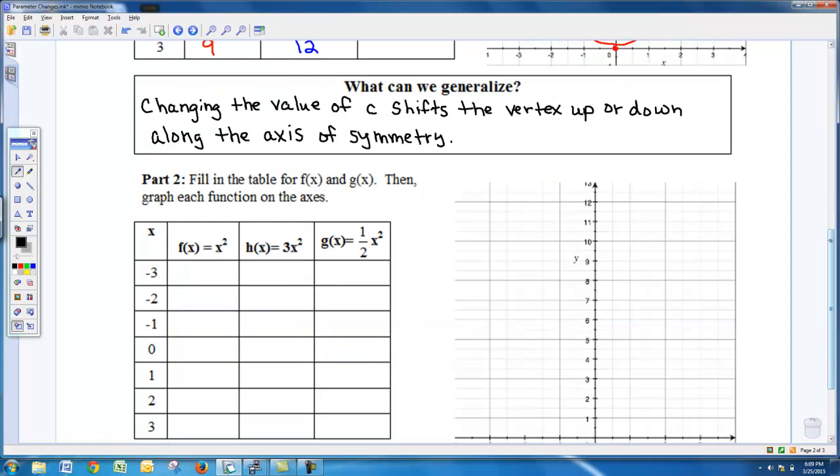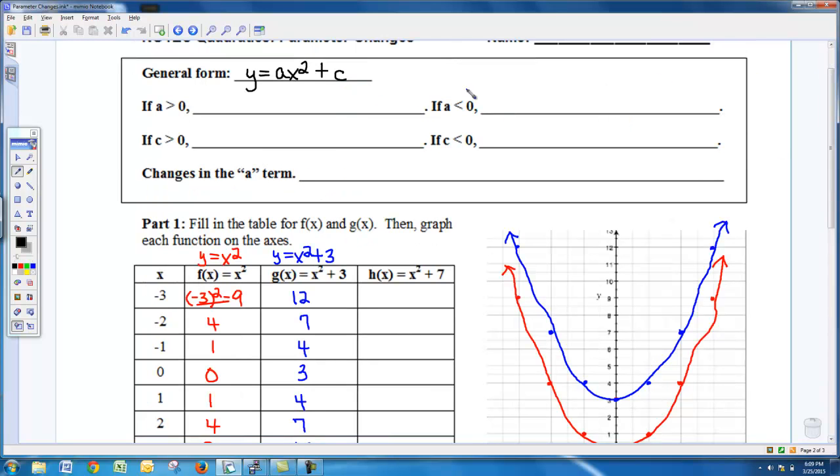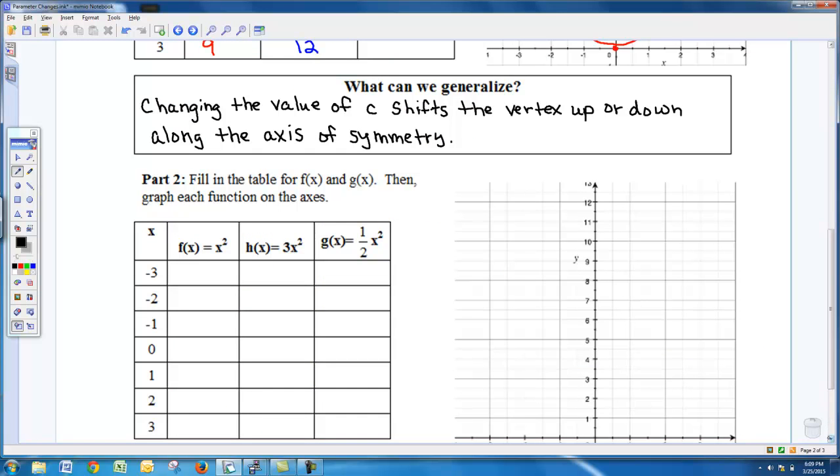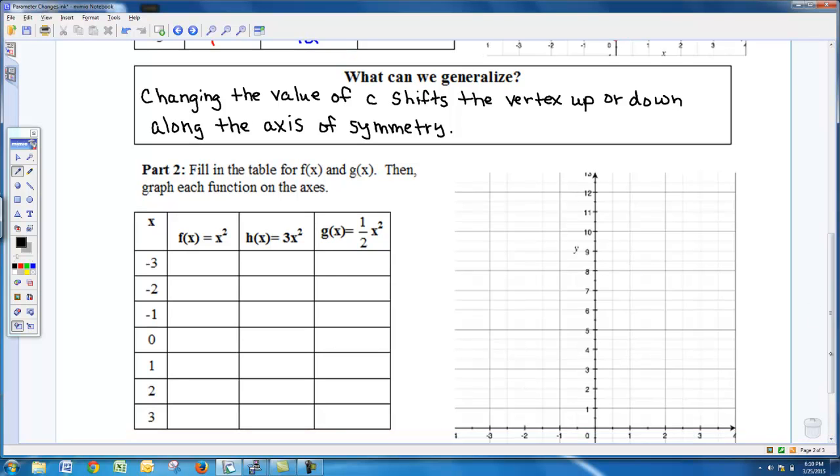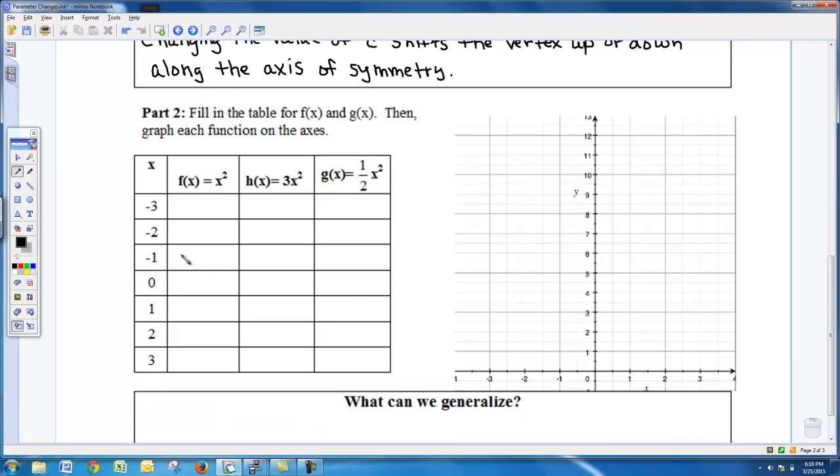Okay, let's look at another type of change. Let's look at changing the number in front of x squared. So if we look at our general form of the parabola, we're changing the a value. And let's see how the parabola changes. Okay, this time we're going to look at 3 different graphs. We already know the values of the parent function. We already figured that out. That was 9, 4, 1, 0, 1, 4, and 9.